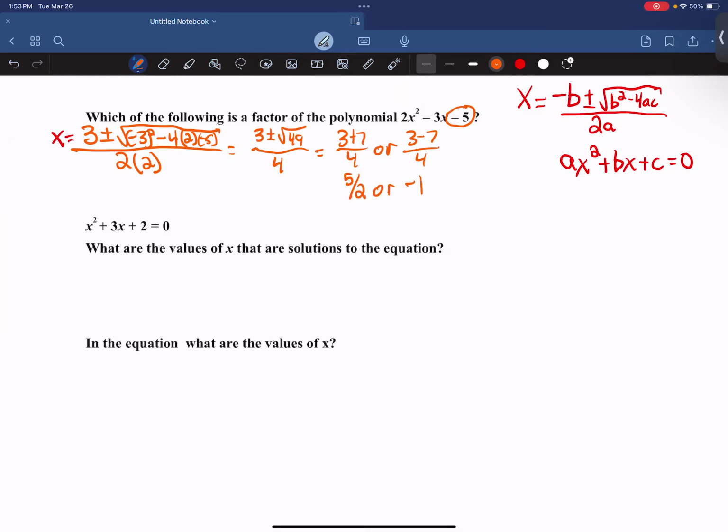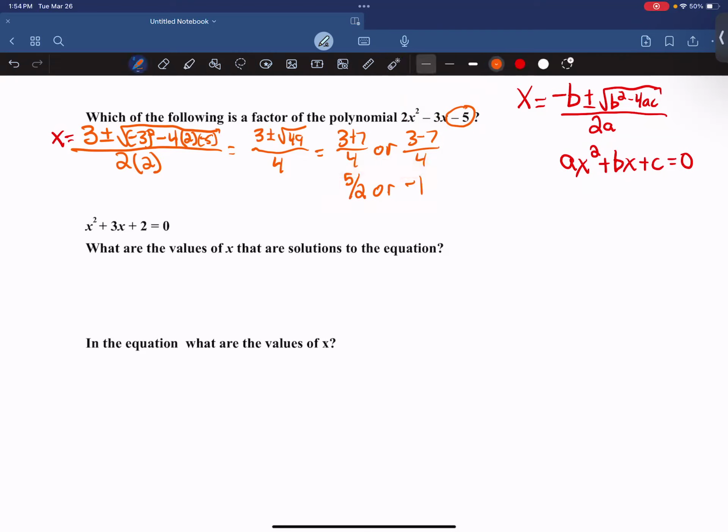Now, what you should be able to do with this is, our quadratic expressions, our polynomials, are always set to 0. So you should be able to substitute both of these in here for x. So, 5 halves and then 5 halves, and then negative 1 and negative 1, and you should get 0 if you've done the work correctly. In this case, you will. I won't take time to complete that substitution.